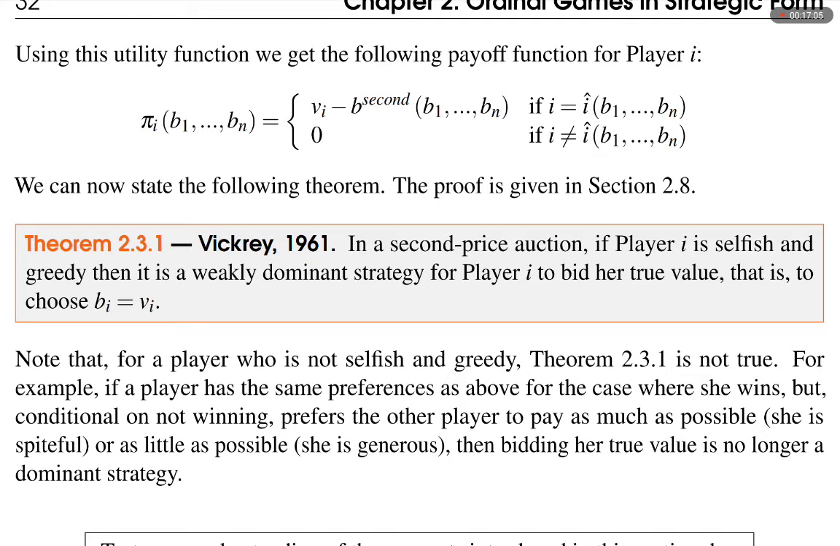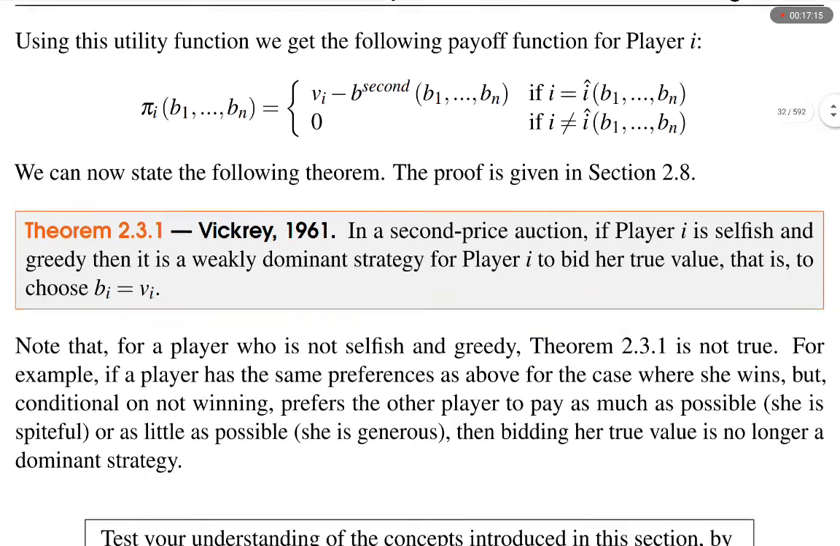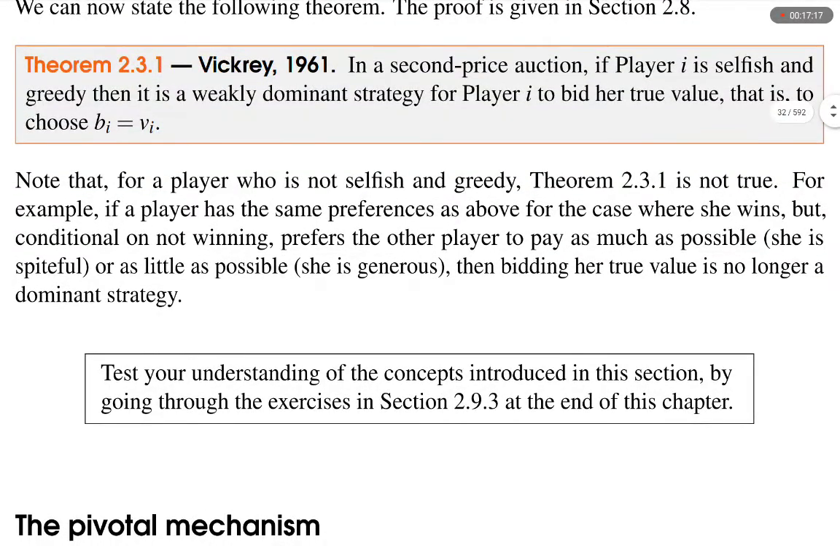The proof is given in section 2.8. Theorem 2.3.1, Vickrey, 1961, in a second price auction: if player i is selfish and greedy, then it is a weakly dominant strategy for player i to bid her true value, that is, to choose b_i = v_i.